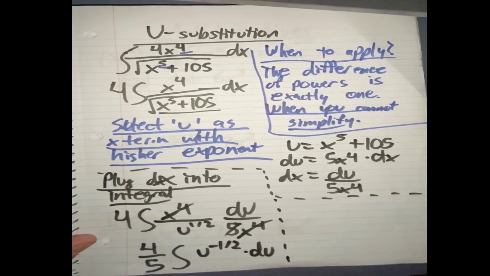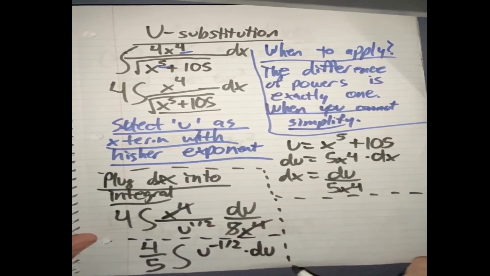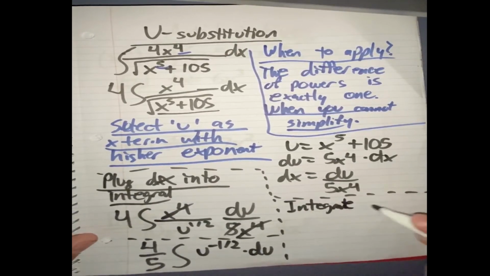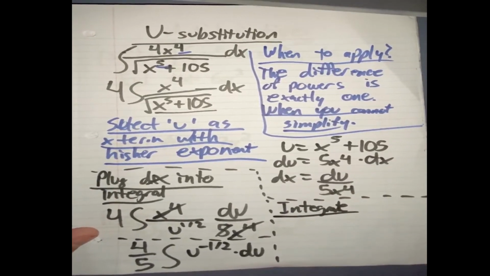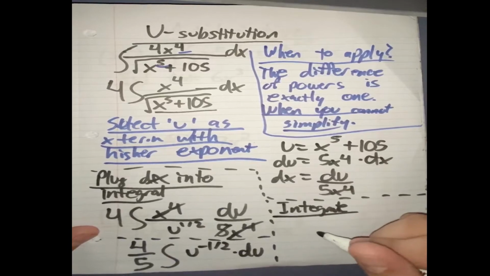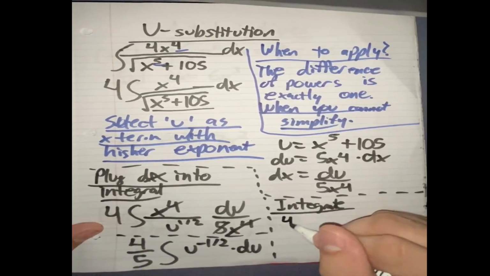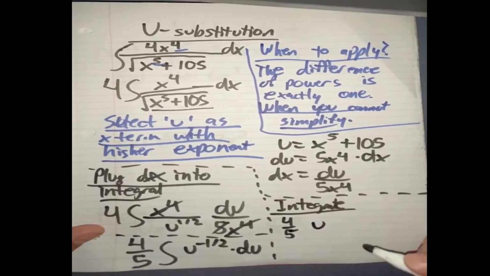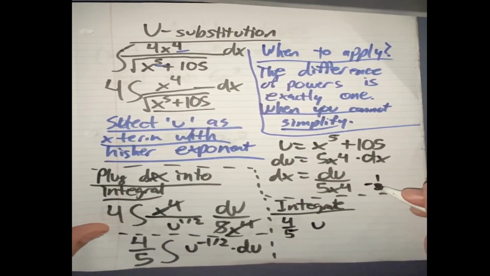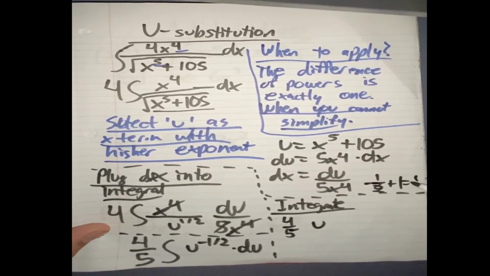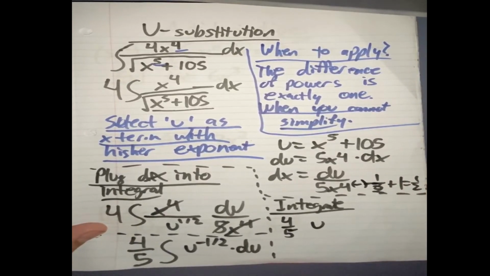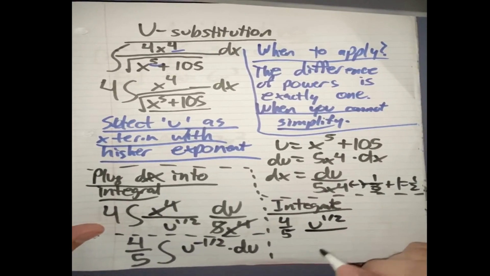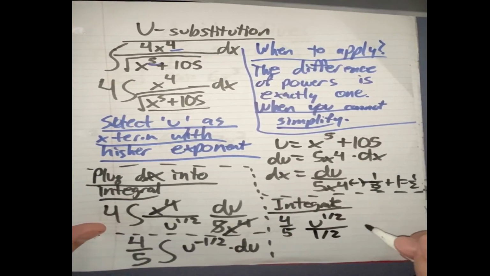The next step is to integrate, now that we have everything in terms of u. So now that we see no x's, we integrate with respect to u. Integrating this, we keep the constant 4 over 5, but our u is going to be u to the negative 1/2 plus 1, which is equal to positive 1/2. So u to the positive 1/2, divided by the same thing, which is 1/2, plus c.